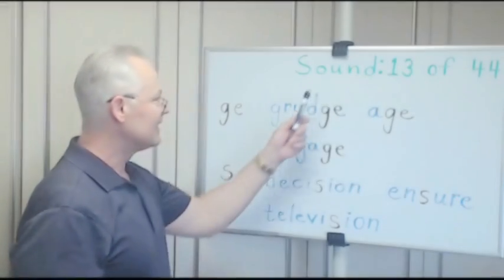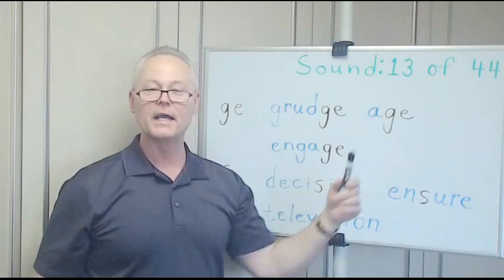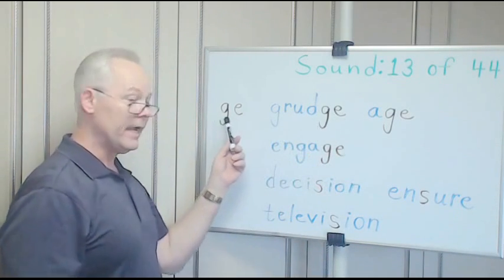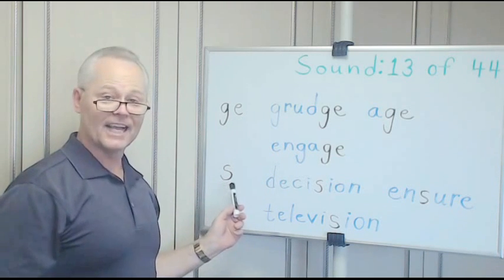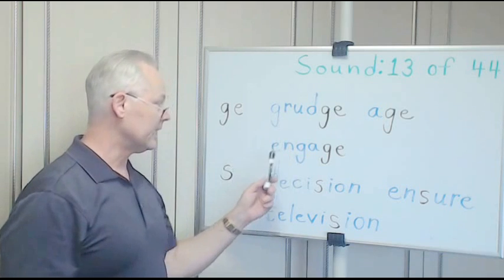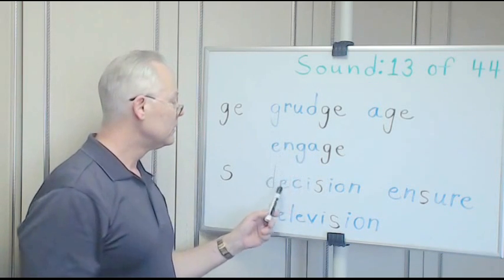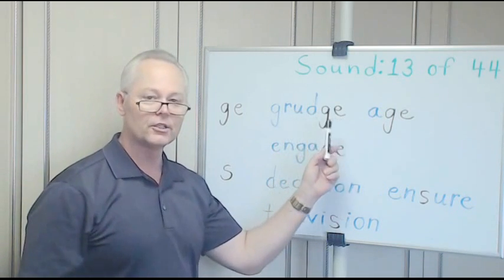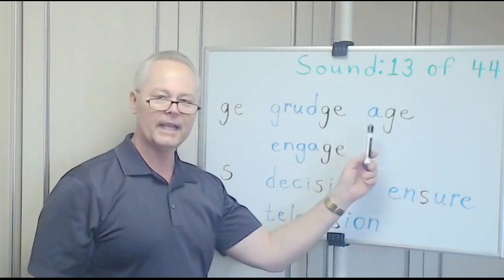Hello. Sound 13 of the 44 sounds that we find in American English. The sound is made up by G and E or the letter S. G-E. Let's look at this. The sound is sh, sh, sh, grudge, sh. It's a sh sound.